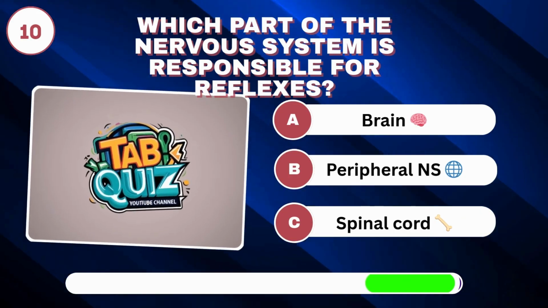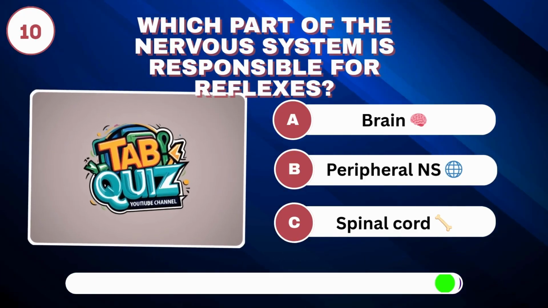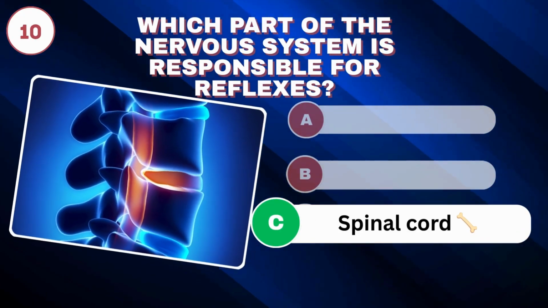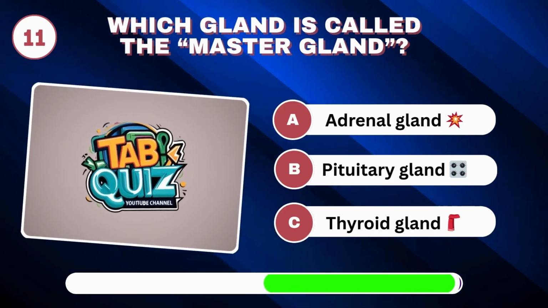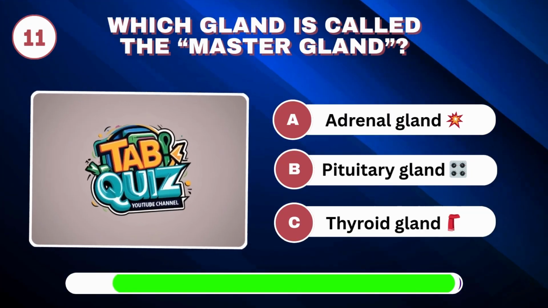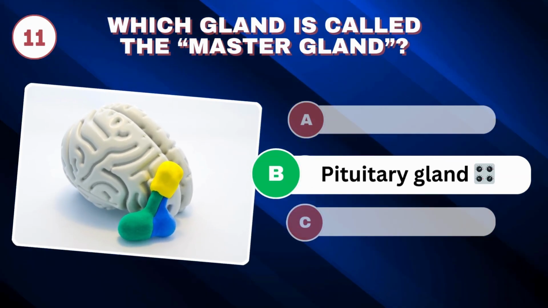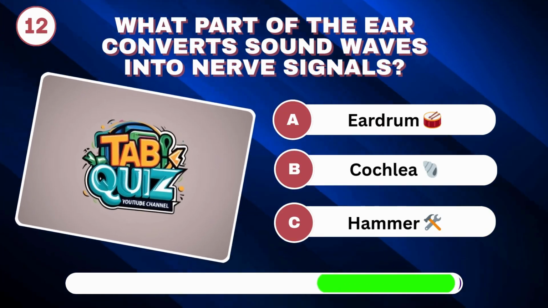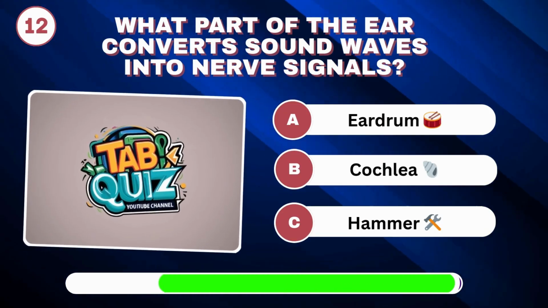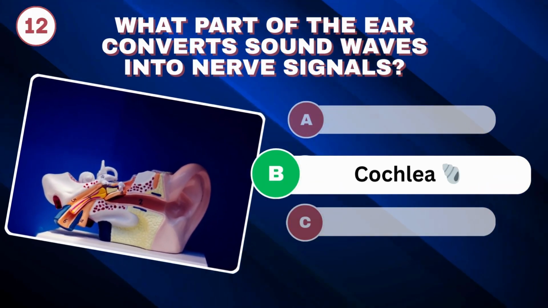10. Which part of the nervous system is responsible for reflexes? C. Spinal cord. 11. Which gland is called the master gland? B. Pituitary gland. 12. What part of the ear converts sound waves into nerve signals? B. Cochlea.